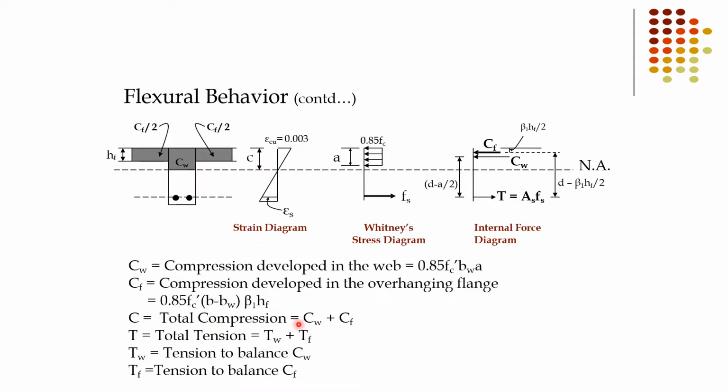So the total compression will be Cw plus Cf, and to counter these two forces, the net steel will be provided on the tension side. So total steel will be Tw plus Tf. Tw is the tension to balance Cw and Tf is the tension to balance Cf. We have to provide the total steel to balance these two forces to make equilibrium.